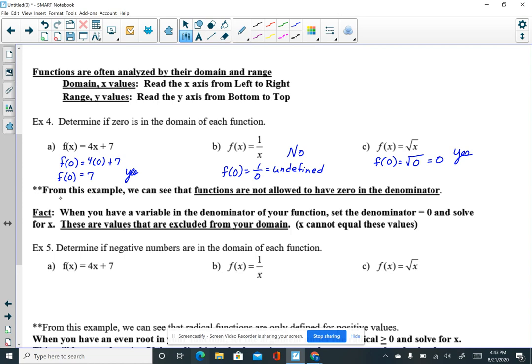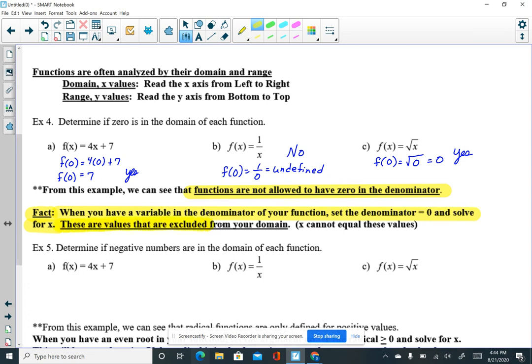So, let's summarize it down here below. From this example, we can conclude that functions are not allowed to have 0 in the denominator. You can have it underneath the square root. You could take the square root of 0. You can plug it into a linear function like you saw here in part A. But the moment you try to have 0 in the denominator, you've got a problem. So I'll draw your attention to this fact down here below. When you have a variable in the denominator of your function, you're going to set that denominator equal to 0 and solve for x.